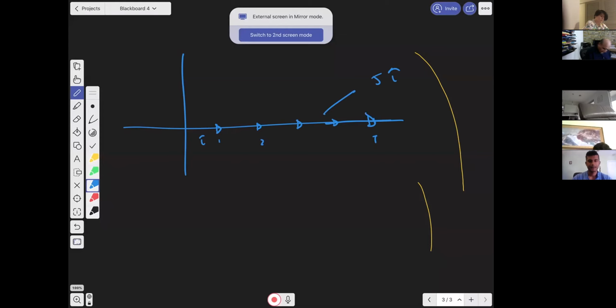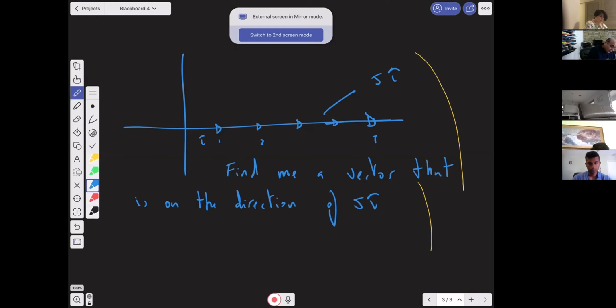If I ask you for this, find me a vector that is on the line of the vector 5i and has magnitude 1, which vector will it be? Find me a vector that is in the direction of 5i.